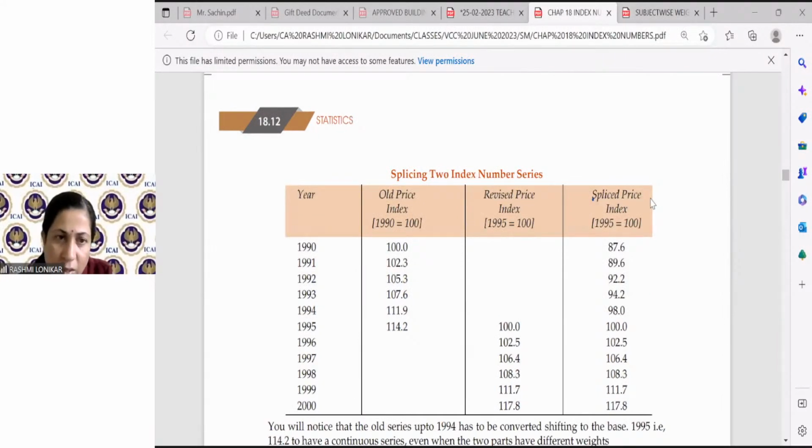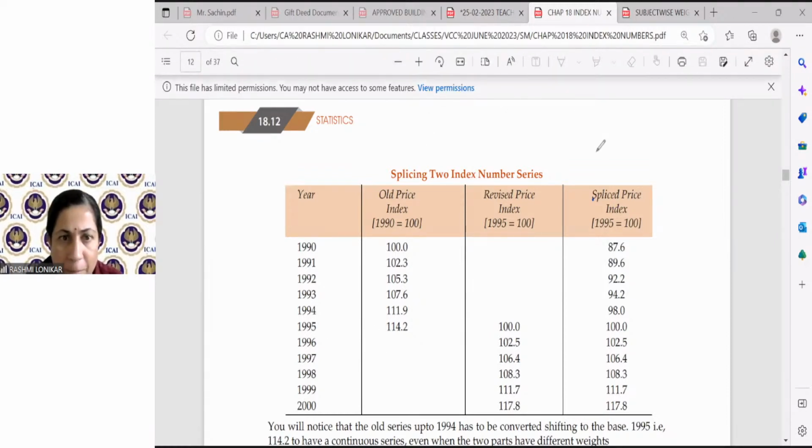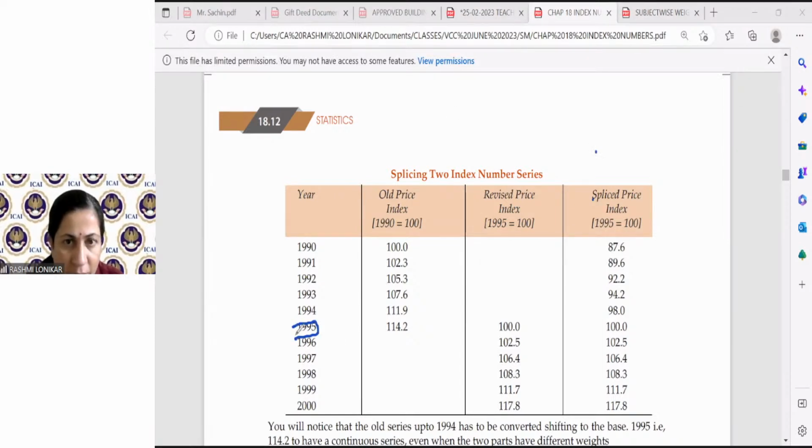Now splicing. Here, the old price index was 1990, taken as 100, up to 1995. 1995 is important. The old price index would have gone further, but in 1995 we decided to revise 1995 to be the base year. 1995 is now made the base year. So this becomes 100 and all of this becomes 102, 104. So these have been calculated.